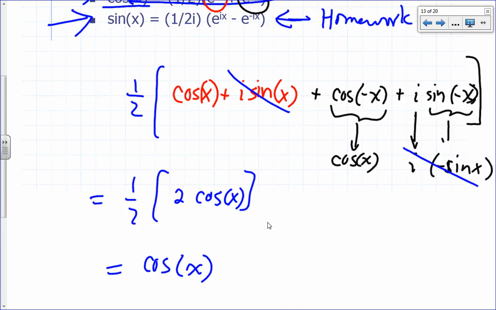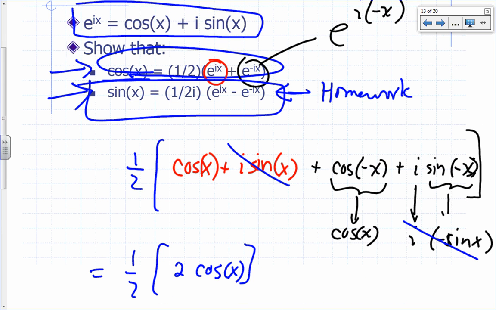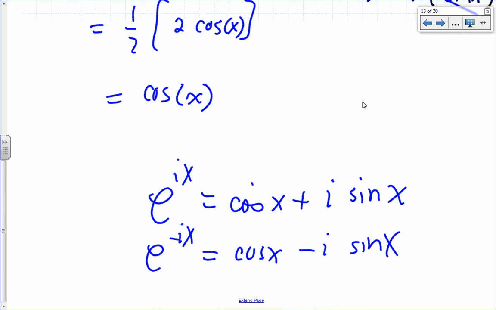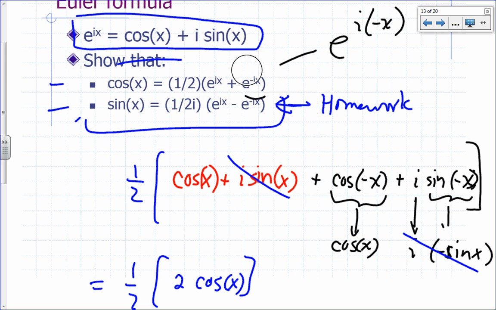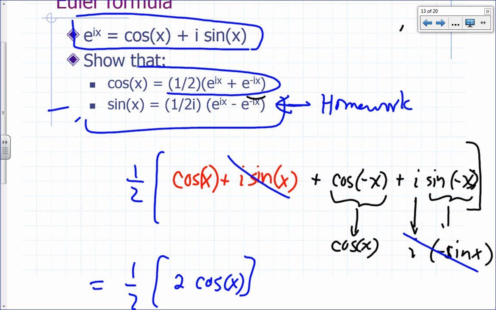So your homework would be to show that sine x is 1 over 2i times e to the ix minus e to the negative ix. Where x can be anything, okay? e to the i anything is equal to cosine anything plus i sine anything. The second identity right here, we just did the first one. We just showed that 1/2 of e to the ix plus e to the negative ix is cosine x. So you need to show that sine x is 1 over 2i times e to the ix minus e to the negative ix. Question? No. Alright.